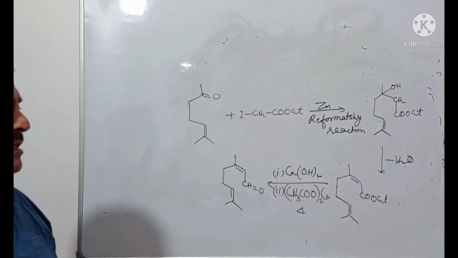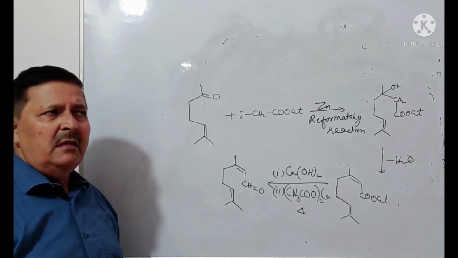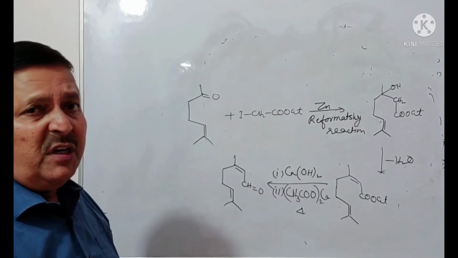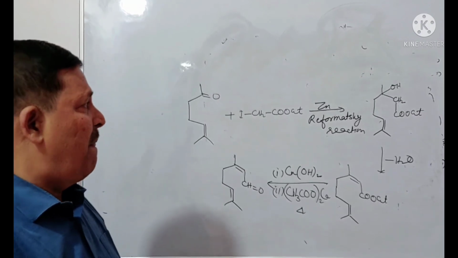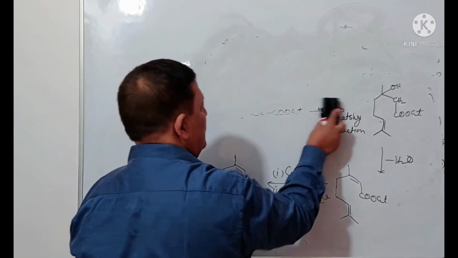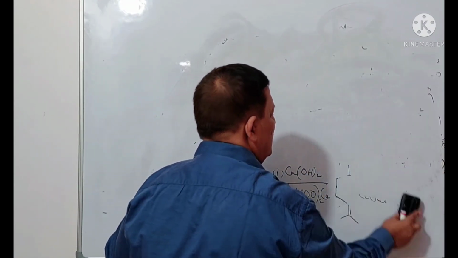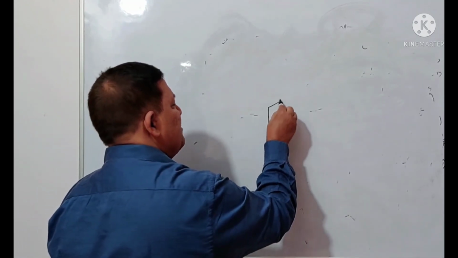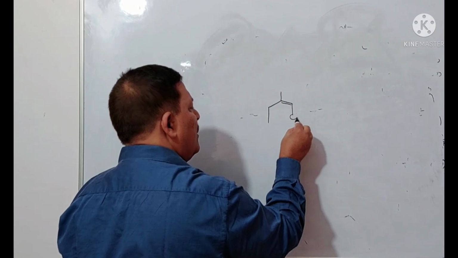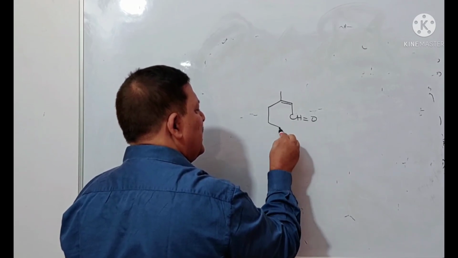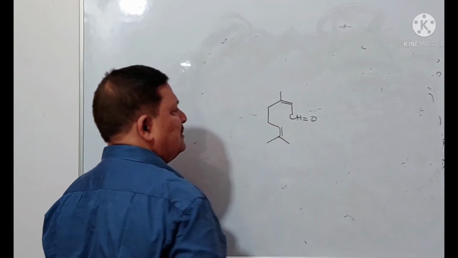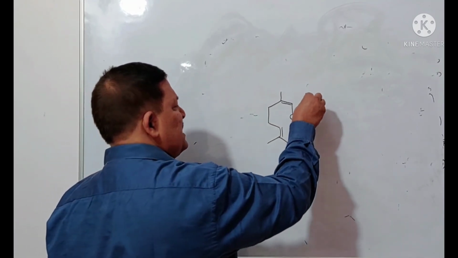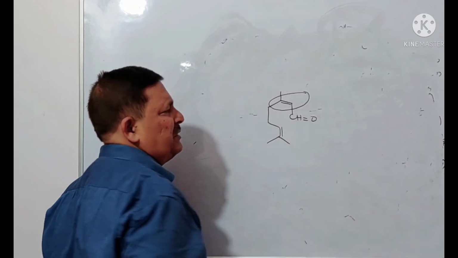So we have synthesized citral through various steps. So the synthesis is a very important part in the constitution of citral. In the structure of citral, there is no asymmetric carbon. But cis trans isomerism is possible around this double bond.